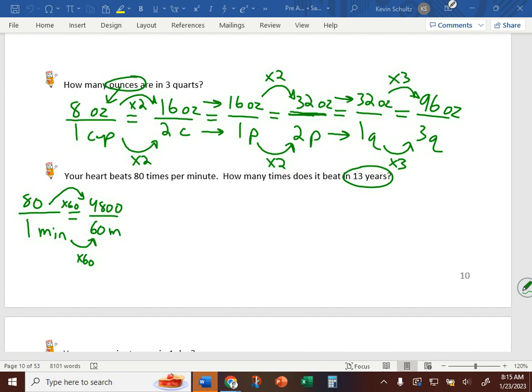We just did a scale factor, so next comes a conversion. And 60 minutes is equal to 1 hour, which means that your heart beats 4,800 times in 1 hour.